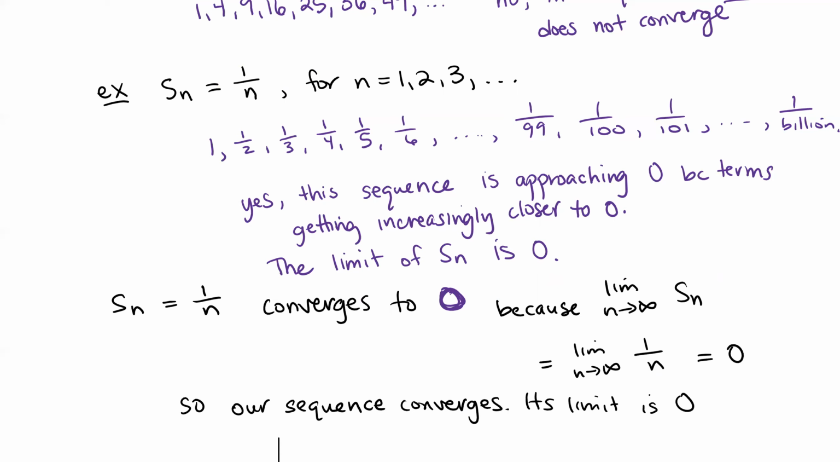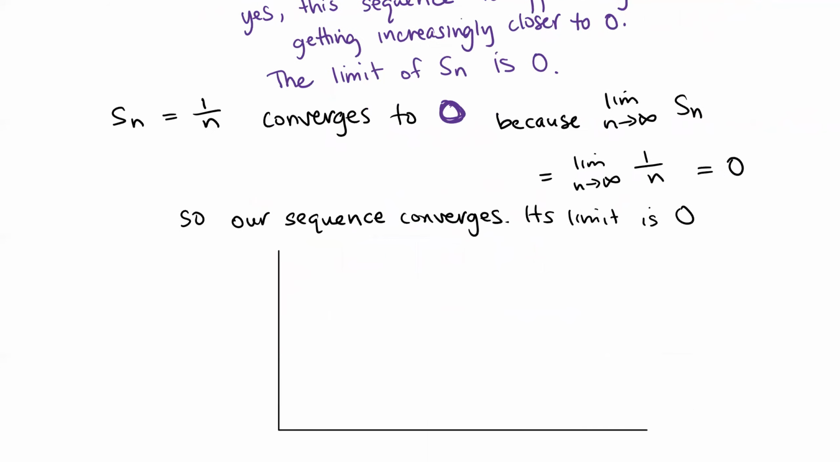So we have seen two ways to think about convergence. We can list off a whole bunch of the terms. We can look at the limit. And for people who are more visual, I also think it is nice to look at this visually. So on the x-axis, let's have n. And then up on the y-axis, we'll have Sn.